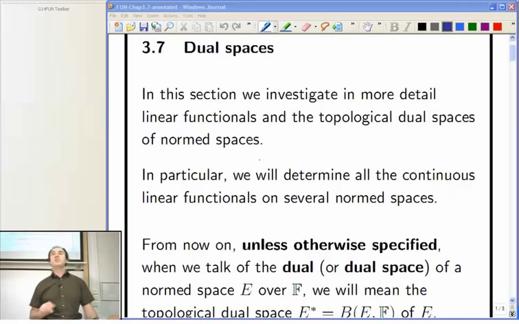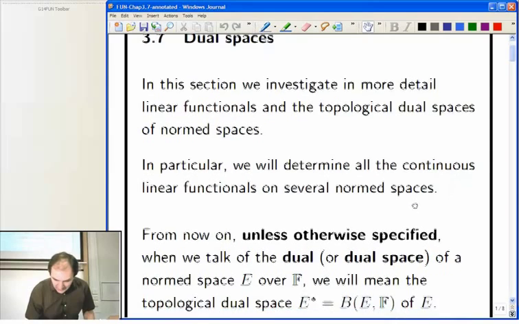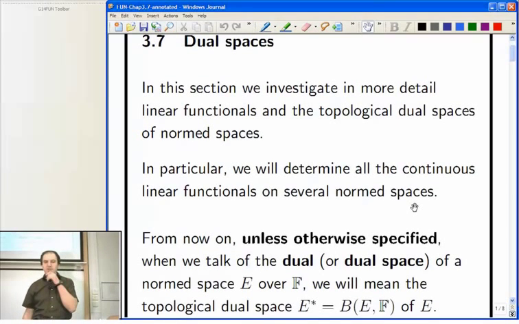So that brings us on to section 3.7 on dual spaces. We're going to be looking at especially continuous linear functionals and the topological dual space, which we'll often just call the dual space. And we're going to want to identify it.